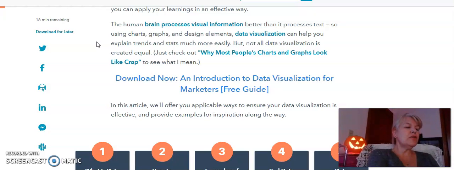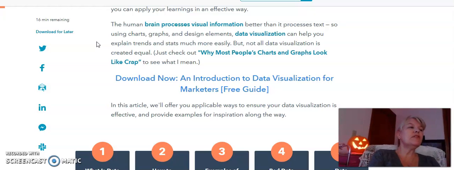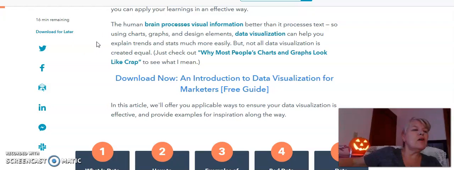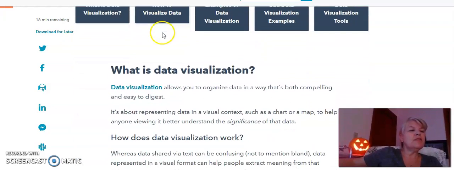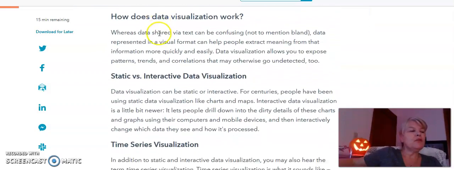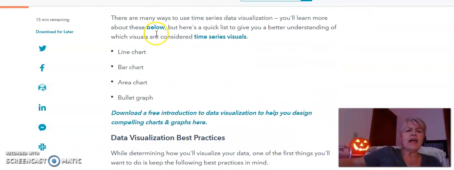The article also discusses data visualization best practices, which ensure your data is easily understandable and viewable, and keep your visualization as simple and straightforward as possible. The article also further addresses one way to utilize the concept of data visualization using line charts, bar charts, area charts, and bullet graphs.